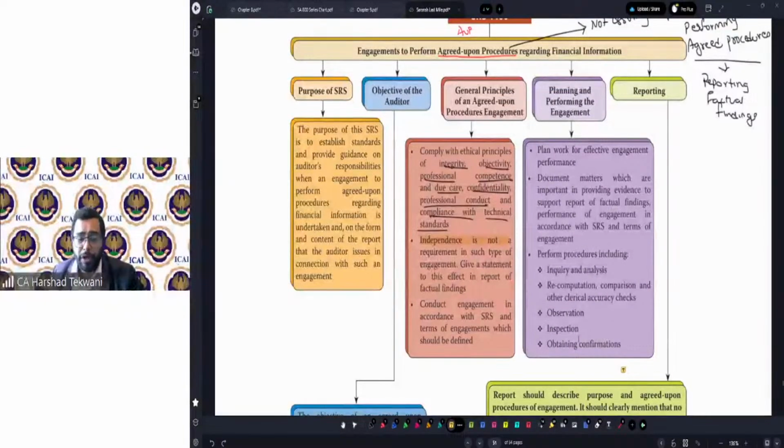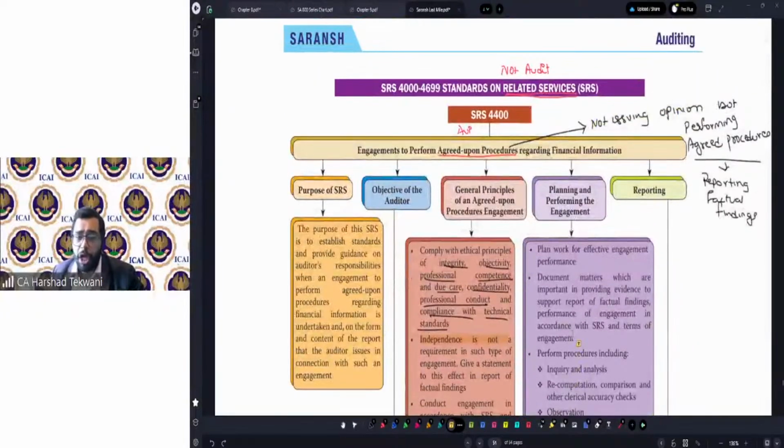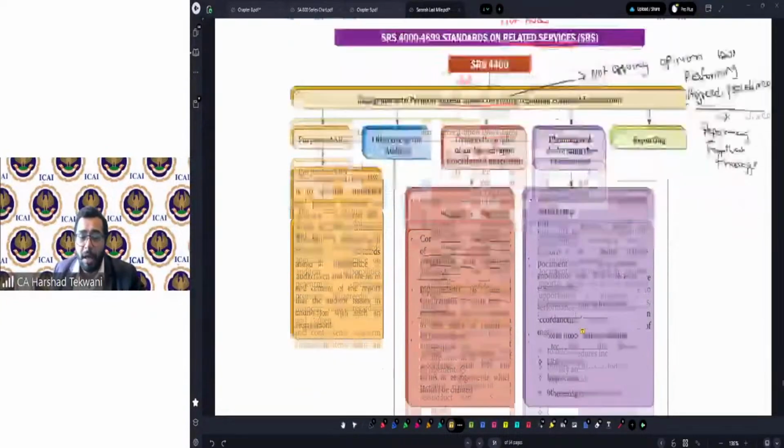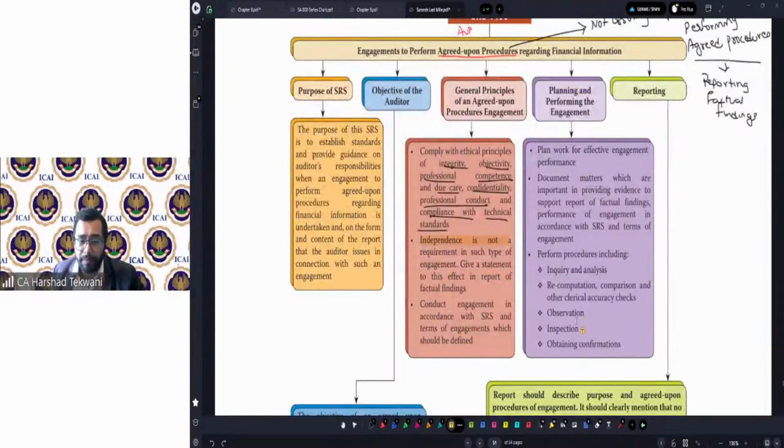And when you are going to perform this particular agreed upon procedure, you need to define the terms of engagement and have the understanding with the management on the terms of engagement. So terms of engagement should be defined in advance itself. Pretty simple, straightforward.